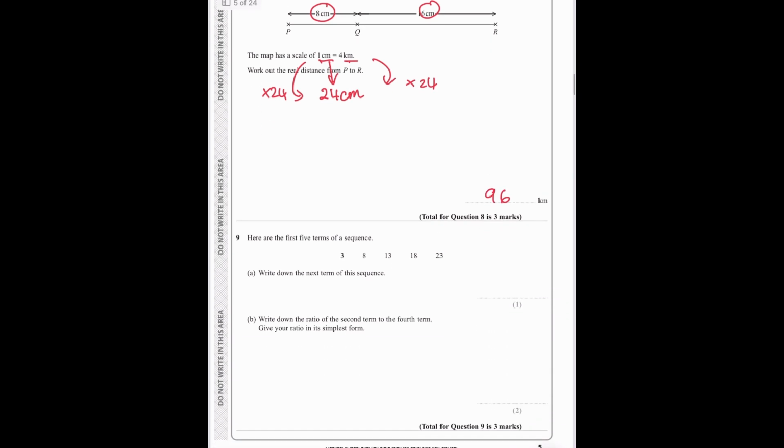Here are the first 5 terms of a sequence. Write down the next. So what is happening? We are adding 5, adding 5, adding 5. So 23 add 5 gives me 28. Write down the ratio of the second term to the fourth term. So the second term is 8, the fourth term is 18. And it says give the ratio in its simplest form. So we can divide both of those by 2 and get 4 to 9, and that is our ratio.